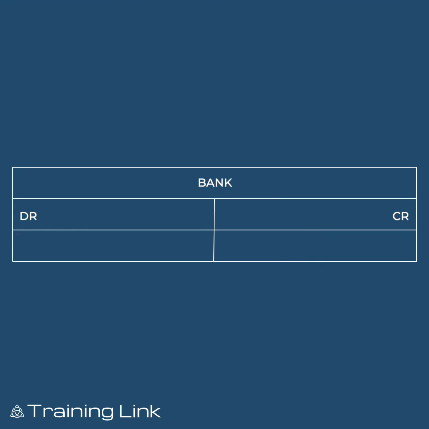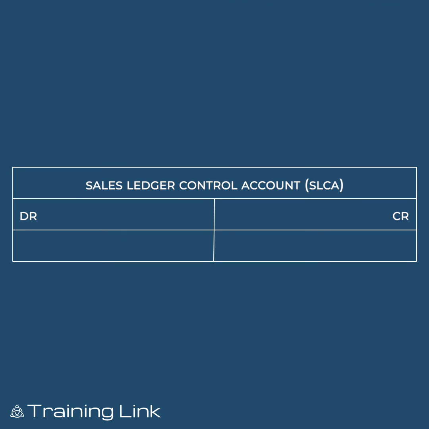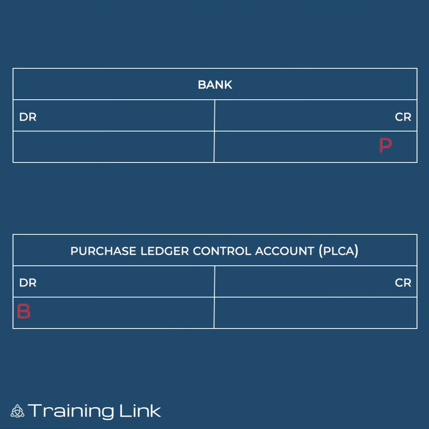So which is which? The receipt from the customer is money coming into the bank. So we know this will go on the debit side. This means that the opposite entry is a credit. So we will credit the sales ledger control account. So if we paid a supplier, we know that this is money coming out of the bank. So we would credit the bank and we would debit the purchase ledger control account.